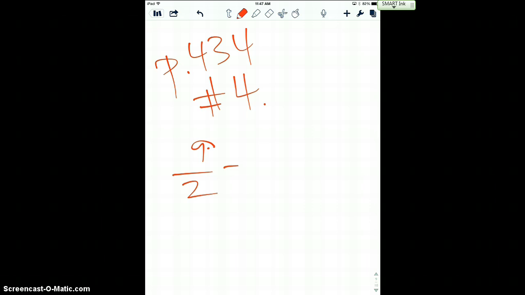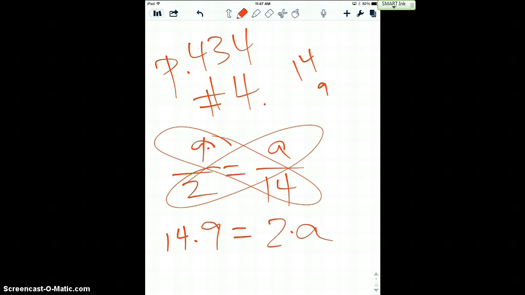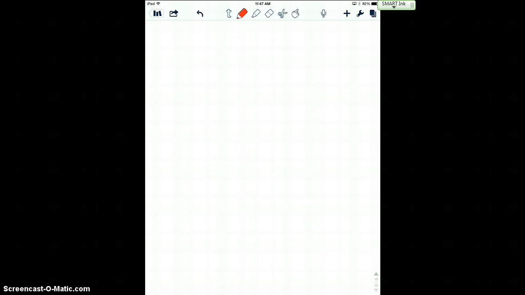9 over 2 equals a over 14. You can solve this however you want to. I'm going to use the property of the means and the extremes. The extremes, the product, 14 times 9, is supposed to be equivalent to the product of the means. So 14 times 9, 126, equals 2a, divide by 2, and my a value would be 63. Cha-ching, done. All right, moving on.